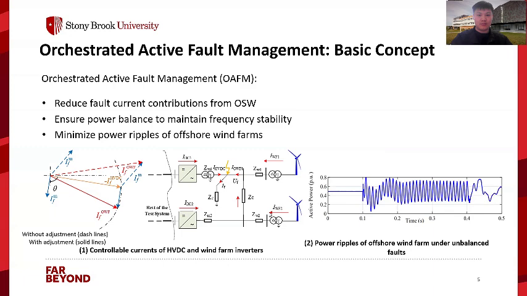Second, the power imbalance among HVDC inverters and offshore wind farms can be controlled in a coordinated manner to maintain frequency stability. The power mismatch can be calculated or estimated based on the rate of change of frequency of offshore AC grids, and then mitigated by adjusting the output power of offshore wind farms and HVDC inverters. Third, to suppress the effects of offshore wind farms' output power ripples on DC voltages of HVDC grids, the power ripples of offshore wind farms can be reduced with OAFM.